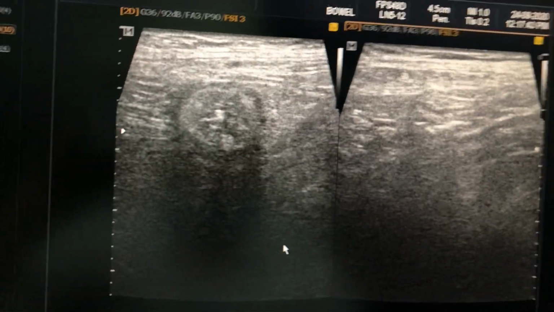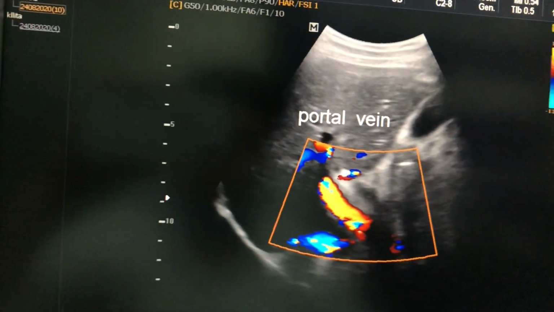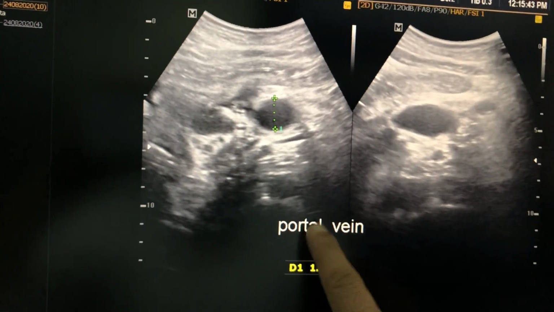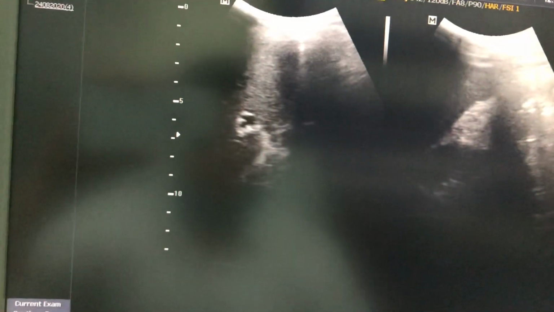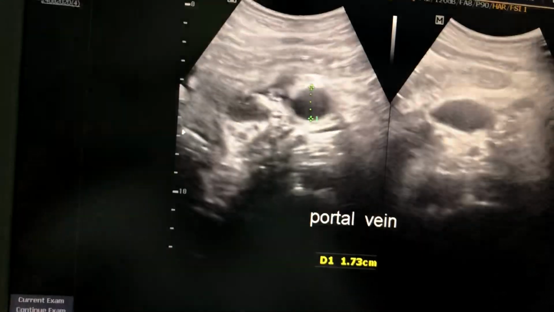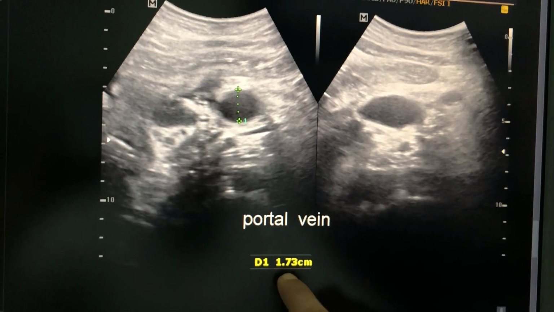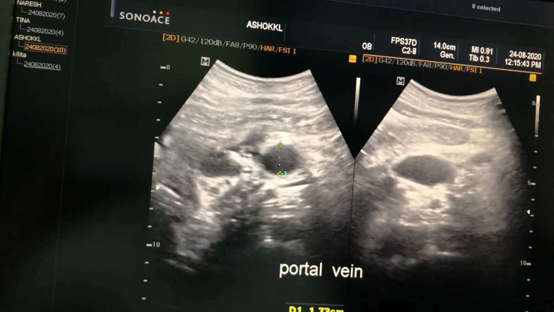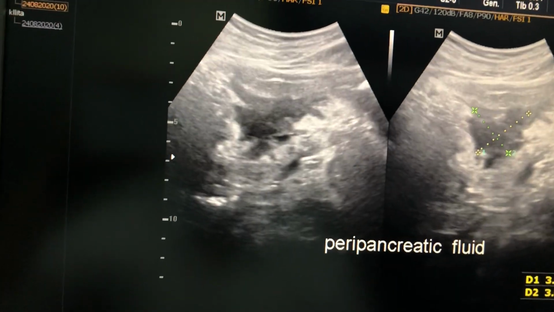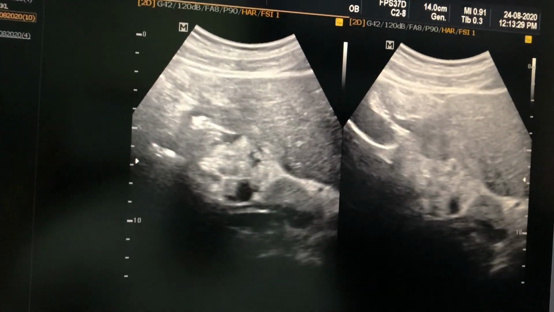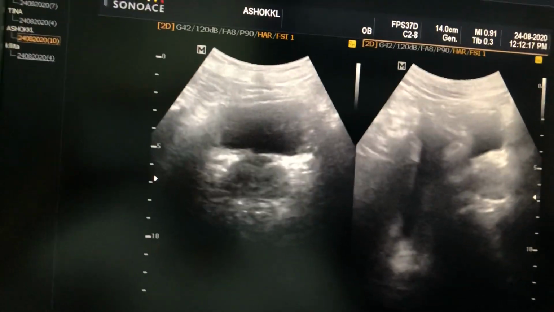Here in this photo, descending colon. This was by mistake called the portal vein. This is the inferior mesenteric vein. It was measuring 17 mm in diameter. This is the pancreas, pancreatic fluid, peripancreatic. Good case.